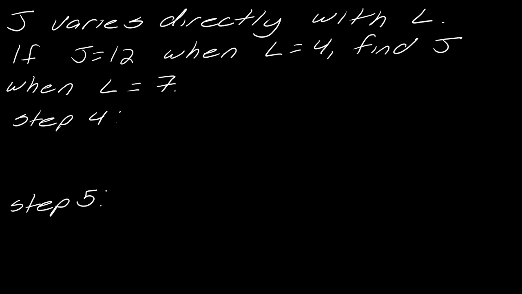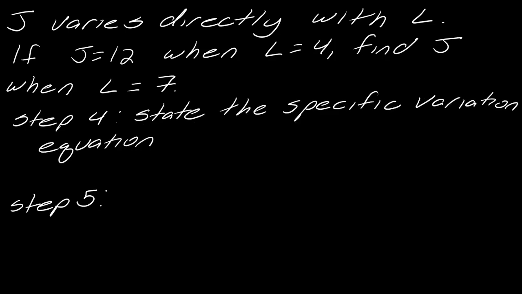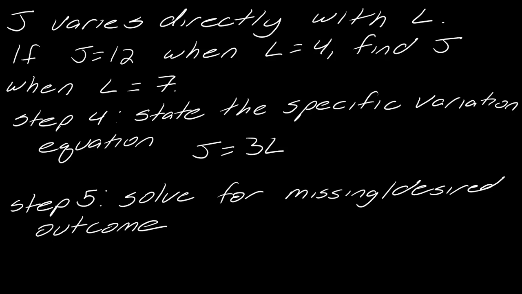Now what you want to do is restate what we call the specific variation equation. So now that I've solved for K, I can just rewrite this as J equals 3L. So now this is the new equation that I want to work with. And then step 5 is to solve for the desired variable. I said missing or desired outcome. What I'm really referring to here is this idea of find J when L equals 7.